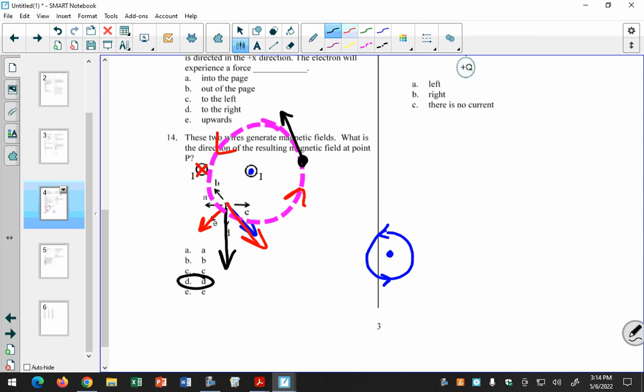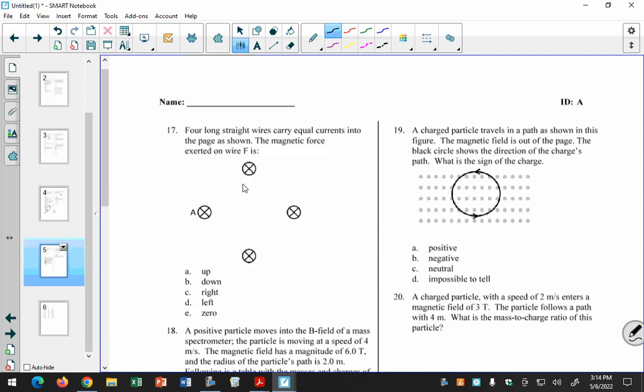Let's look at this other one because it's really similar to this one, but it had a little twist at the end. So here I have 4 wires, and I want to know what is the force on wire A, on this wire right here. So I imagine, if I have a wire that's into the page, the magnetic field goes around in a clockwise direction, like that. So if I imagine each of these, let's take the top one first.